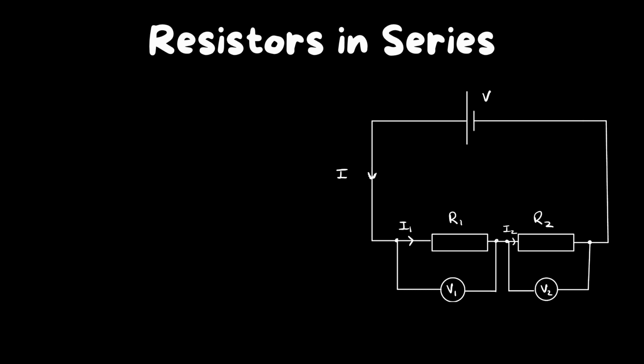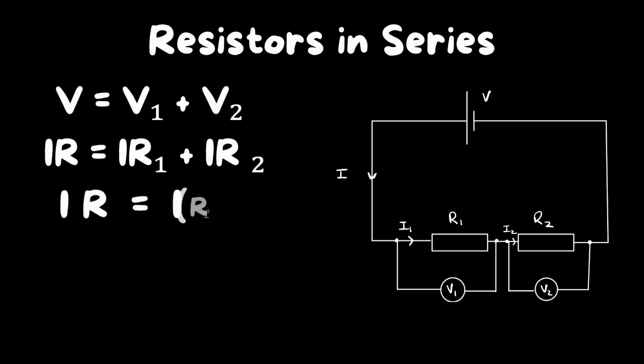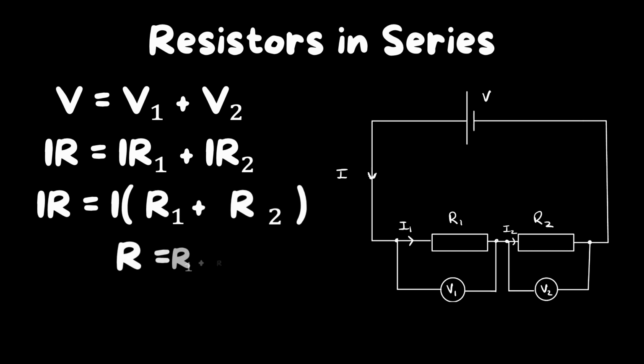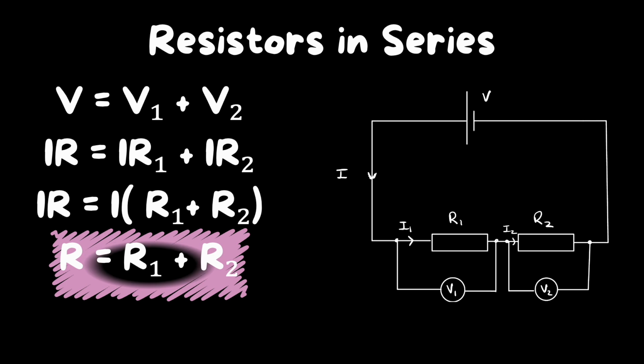Resistors in series. Let's take this simple circuit diagram where you've got current going into these two resistors, R1 and R2, and they have voltage V1 and V2 respectively. As from GCSEs, you'd recall that current remains the same and voltage is shared. So we can say that V equals V1 plus V2. Therefore, IR equals IR1 plus IR2. And if you factorize the I out, it gives you R equals R1 plus R2.